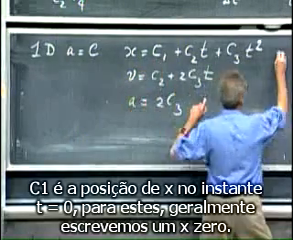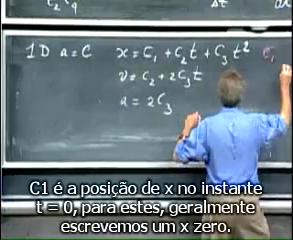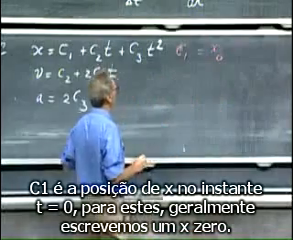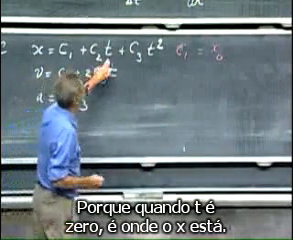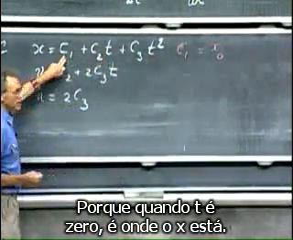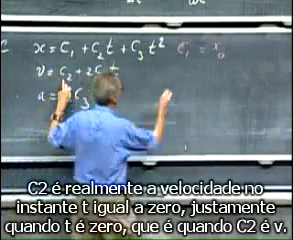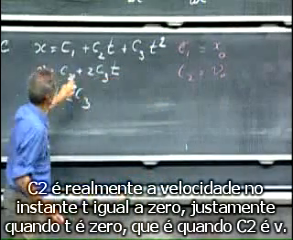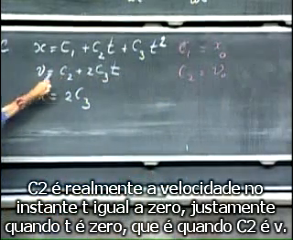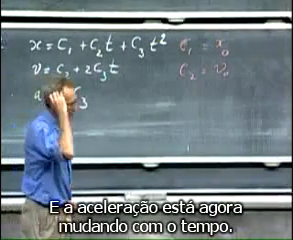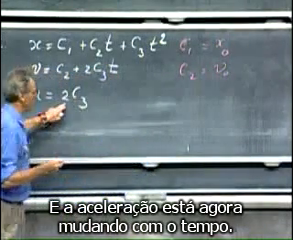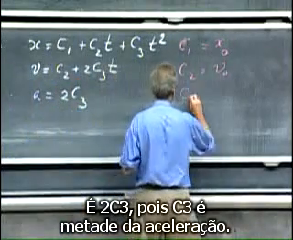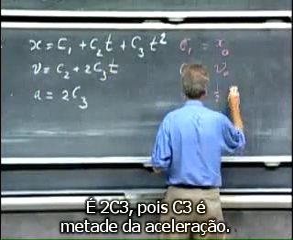And now we get some insight into these quantities. Clearly, c1 is the position of x at time t equals 0, for which we often write an x0, because when t is 0, that is where x is. c2 is really the velocity at time t equals 0, because when t is 0, that's when c2 is v. And the acceleration is not changing with time, it is 2c3, therefore c3 is half the acceleration.